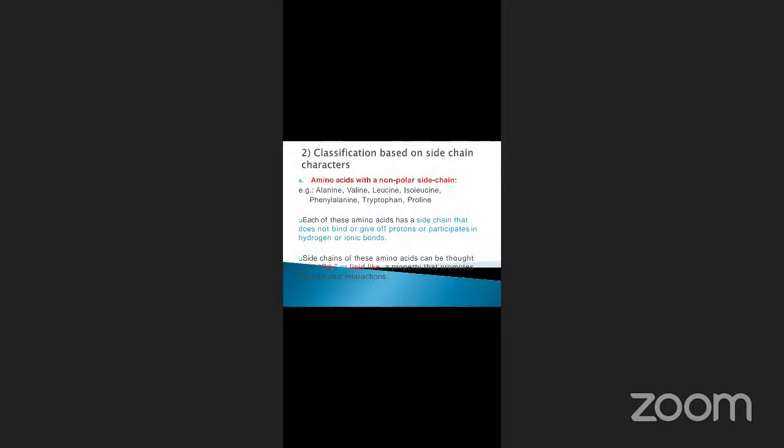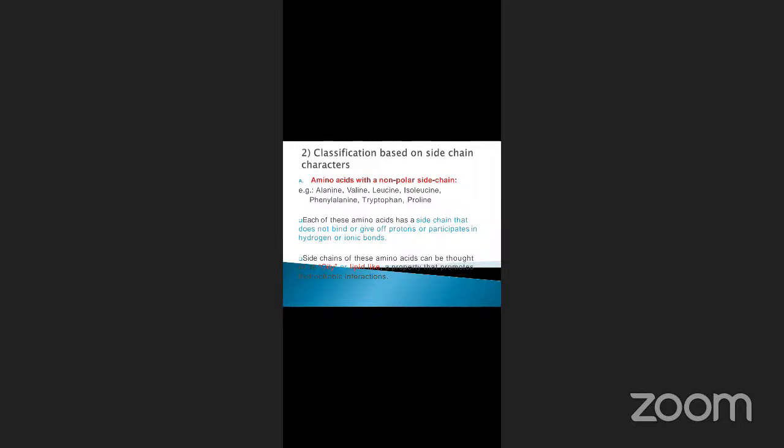Then the second type of classification is based on the side chain characteristics. That means how these side chains, the R group, are behaving. The first classification is amino acids with non-polar side chains. Non-polar means they cannot dissolve in water. Examples: alanine, valine, leucine, isoleucine, phenylalanine, tryptophan, and proline.